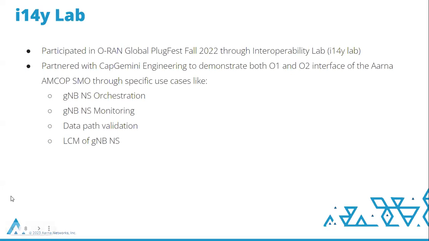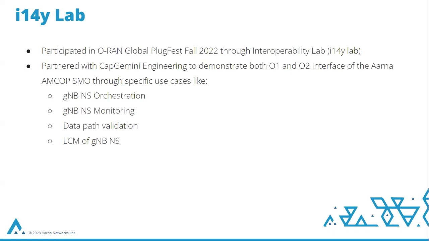As I mentioned in this slide, some of the very basic use cases which I highlighted here are, for example, once the infrastructure is up, how does the gNB network service get orchestrated using the SMO? That orchestration capability has been demonstrated using the O2 interface of Aarna's SMO. The other use case is, once the network service is orchestrated, how does the network service monitoring get done? That's also demonstrated using the O2 interface of Aarna's SMO. And then the data path validation is also being done.